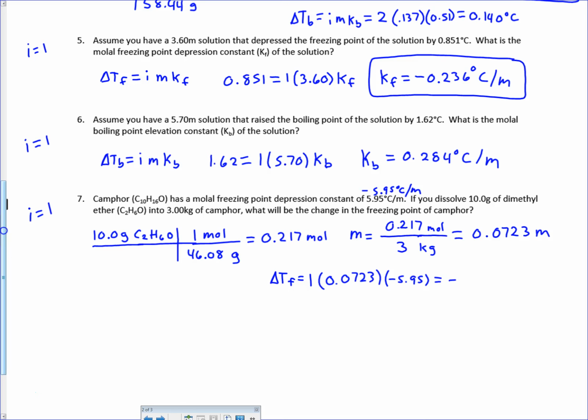and I get negative 0.430 degrees Celsius. This is negative because it's freezing point depression. It's going to go down. We don't know the normal freezing point of camphor, but if you did, you would just subtract 0.430 from that. So let's say the freezing point of camphor was something like 40 degrees Celsius. So 40 minus 0.43, that'd be 39.57, would be the new freezing point. And so you just take whatever the normal freezing point is, you subtract 0.43 from it. But again, in this one, it just asked us for what the change was, so this is our final answer here.